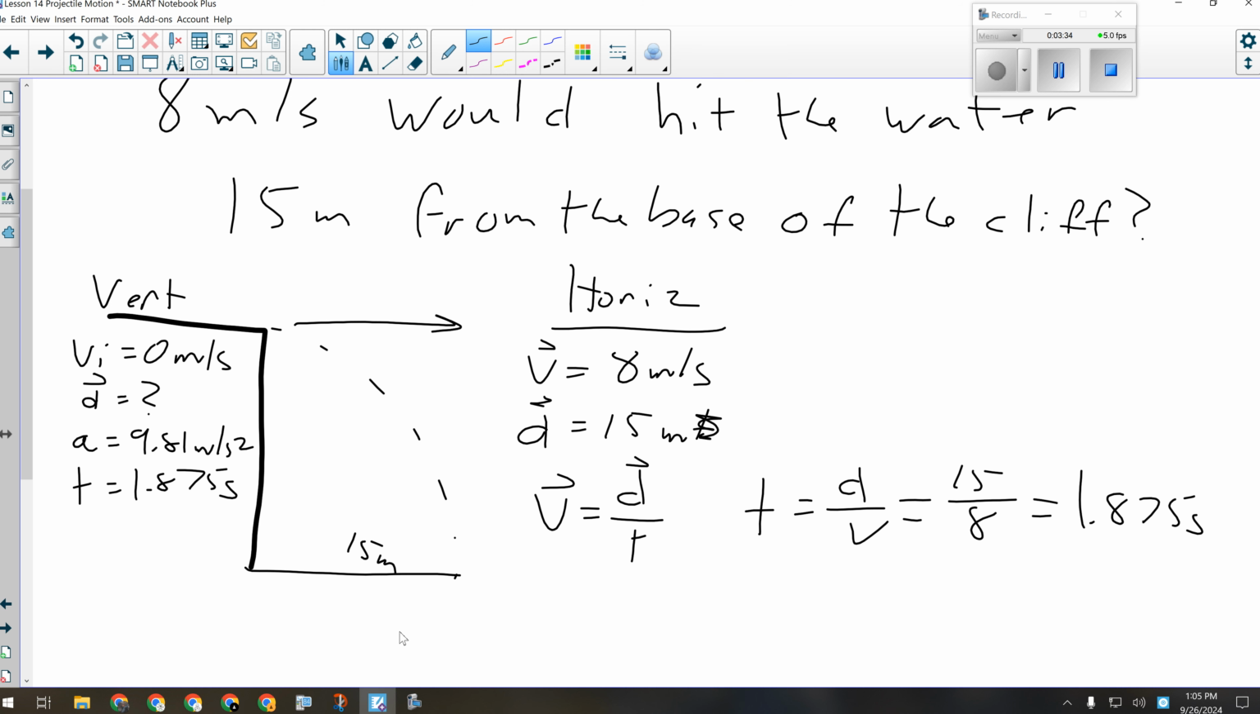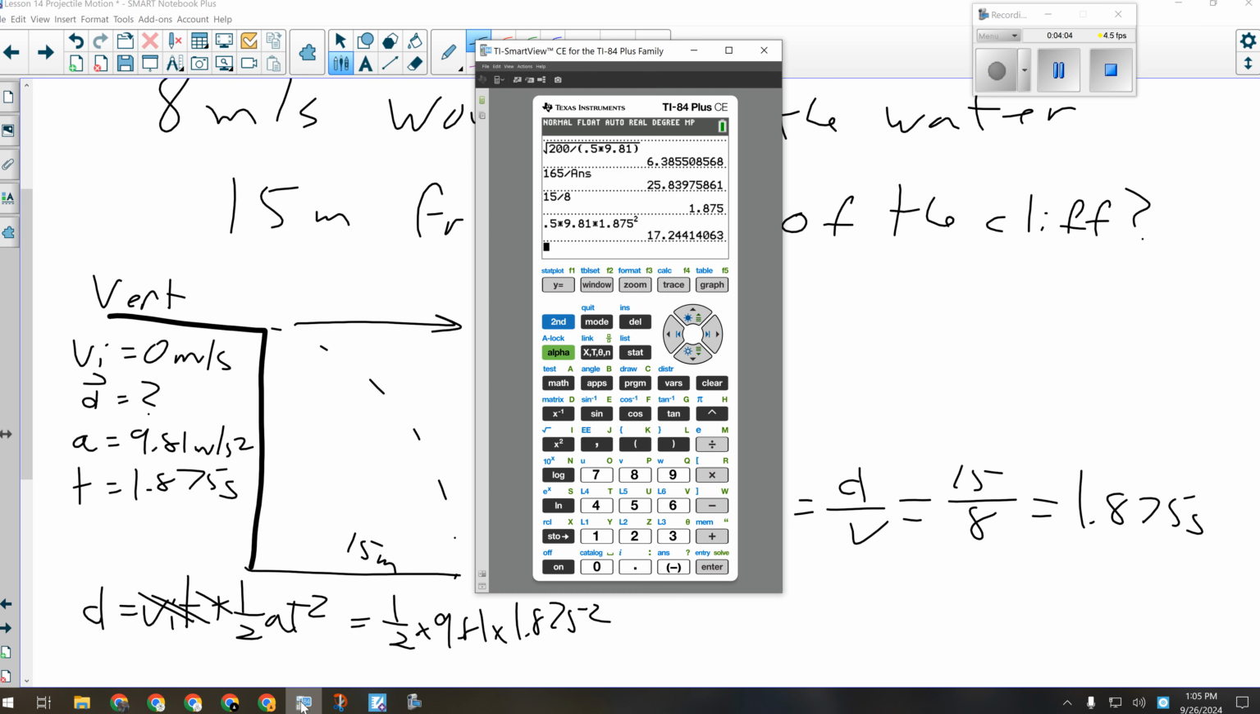Okay, so I have to solve for d. Do I have a formula that will do that? Is it the same one we used on every single question so far? No. So this is 0. All I have to do is plug in my numbers. So 1/2 times 9.81 times 1.875 squared. I'll bet that calculation is still in the calculator. It is. So that cliff is 17 meters high.